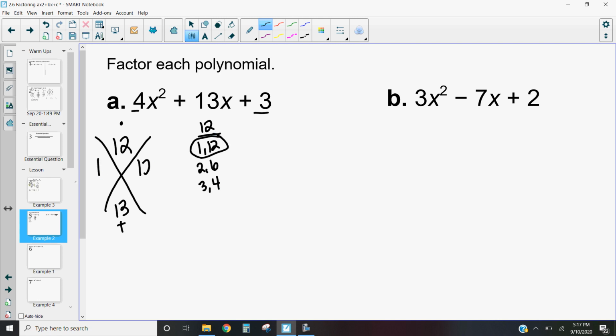So I have 1 and 12. But remember, this has been scaled by a factor of 4. So I need to reduce it by a factor of 4. So I have to divide both of these numbers by 4. And what do I end up getting? Well, this simplifies down to a 3. And that's a 3 over 1.